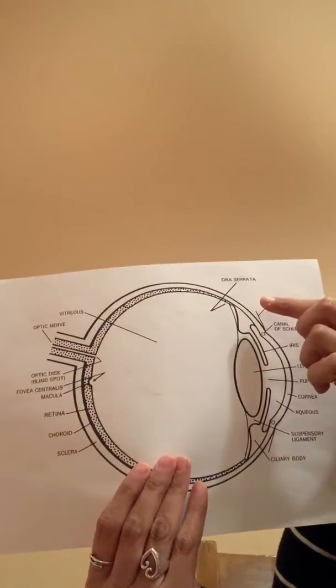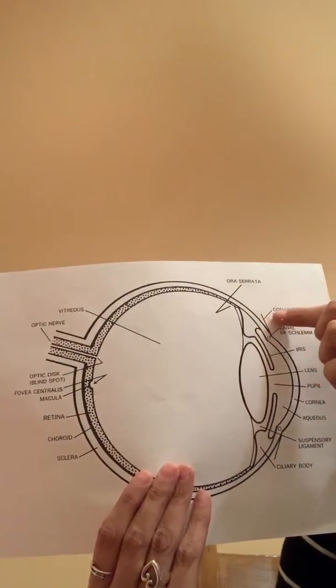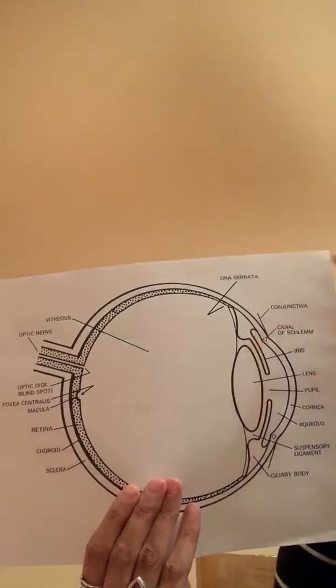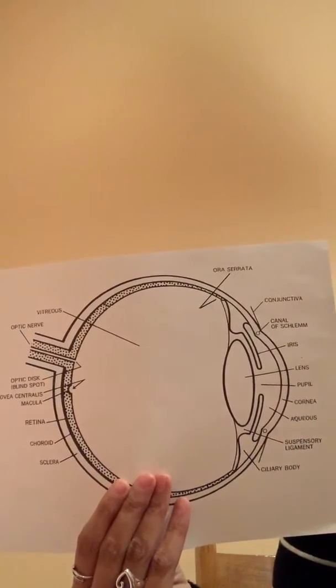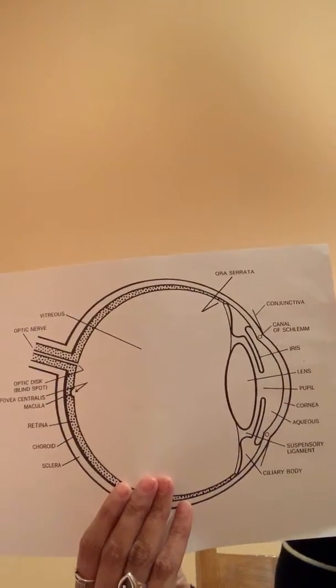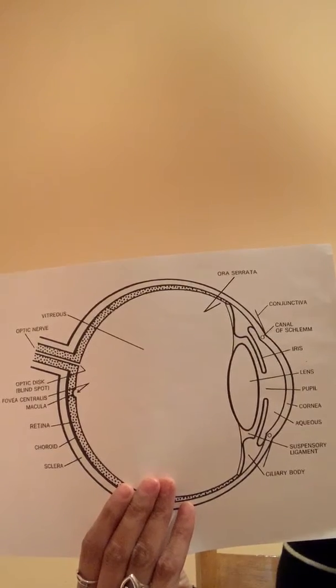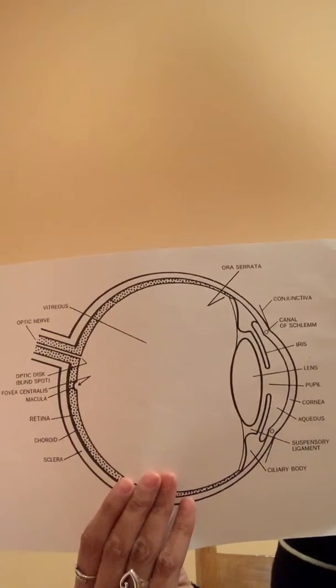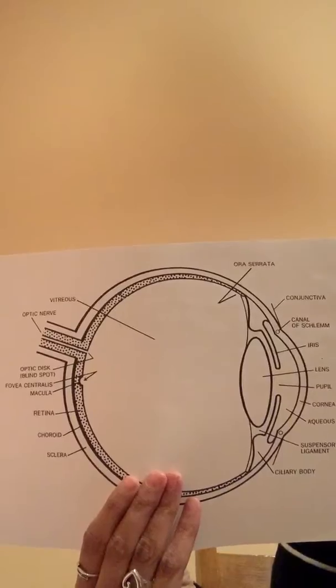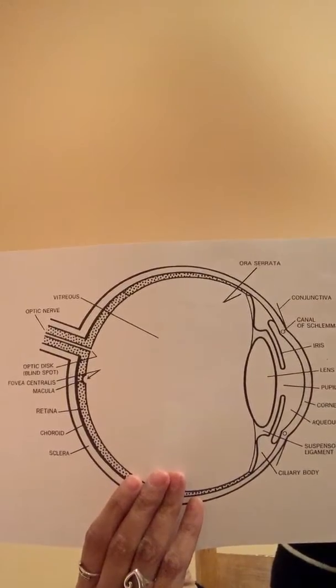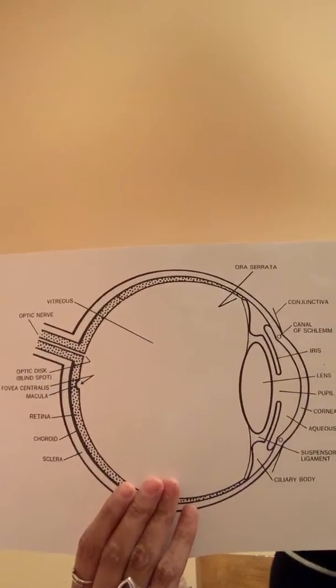Next, we have the conjunctiva right over here. Conjunctiva. And that is a membrane that covers the front of the eye or the sclera and lines the inside of the eyelids. Its function is to keep the surface of the eyelids moist and lubricated.